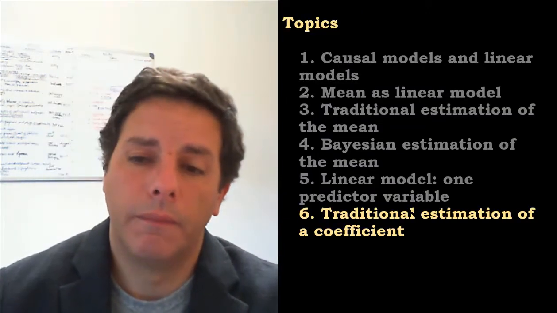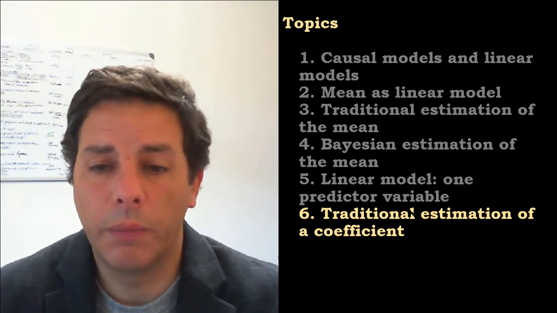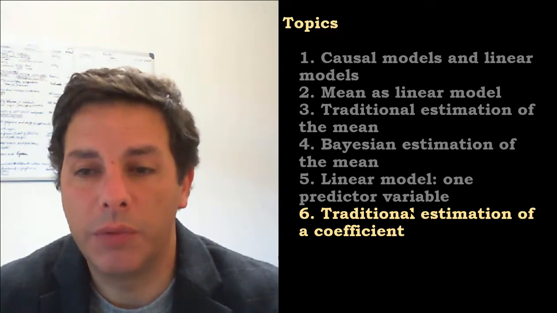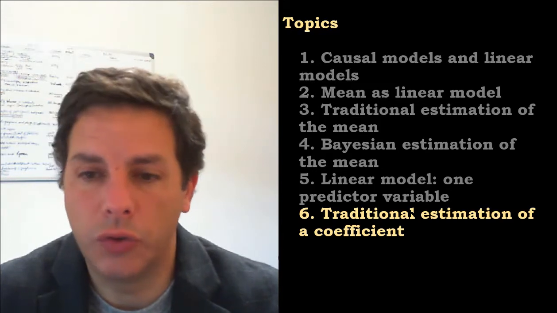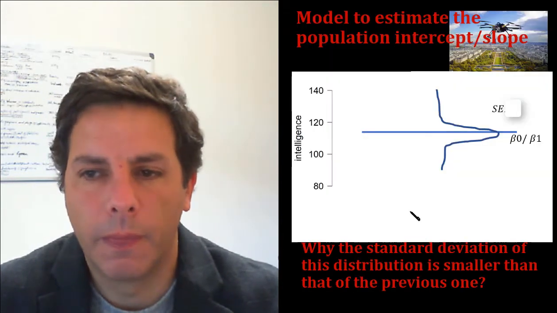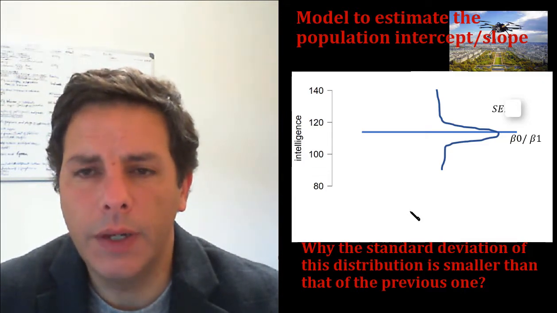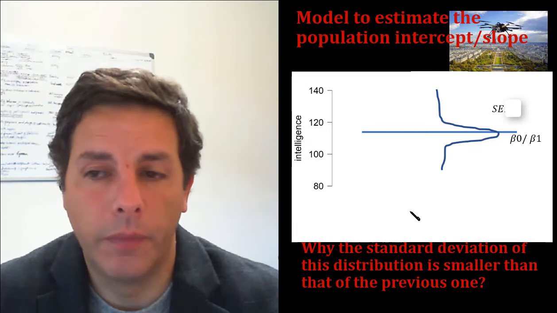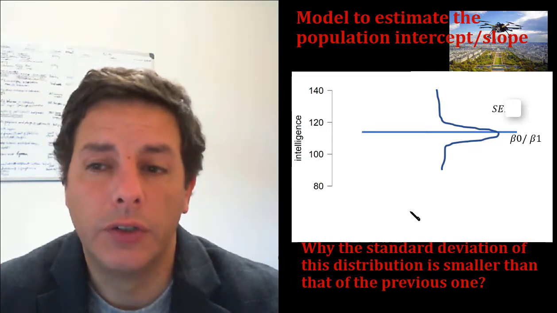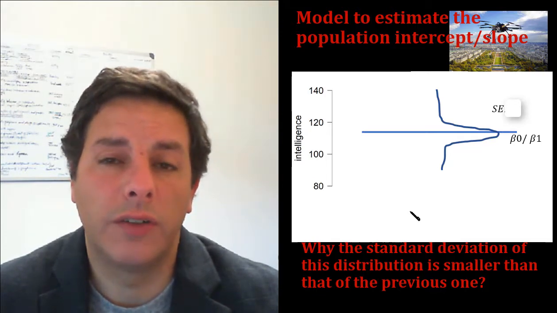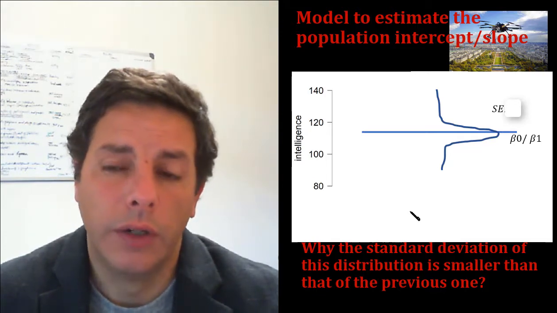So the last topic is the traditional estimation of a coefficient, but I am mindful that I skipped the Bayesian estimation of the mean, which I'm going to do at the end. Okay, so I'm not going to explain this in detail, just saying that it's the same procedure as in the estimation of beta 0 in the mean model. So beta 0 in that case was estimating the mean.